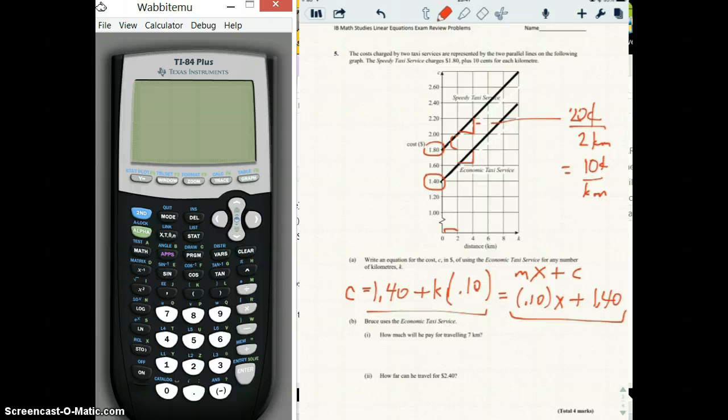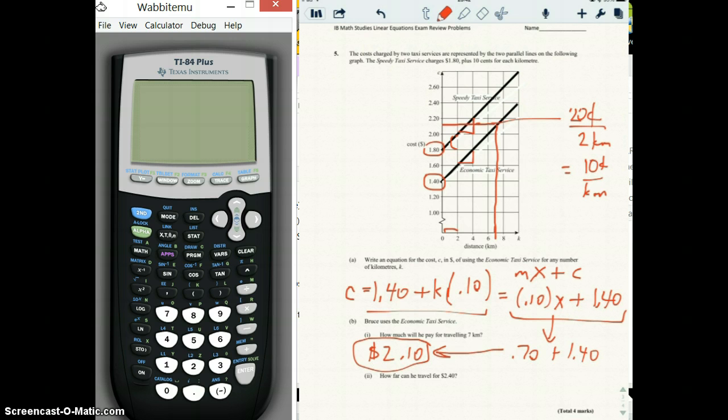Now, Bruce uses the economic taxi service. How much will he pay for traveling 7 kilometers? Well, we could see that from the graph, right? 7 kilometers would be here, and you can see that would be equivalent to $2.10. Now, you could also do that with the equation. If you put 7 in for x, then that would give you 70 cents plus 140. And what do you know? That also gives you 210. So you could do it graphically, or you could do it with the equation.